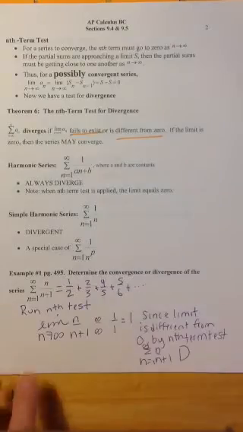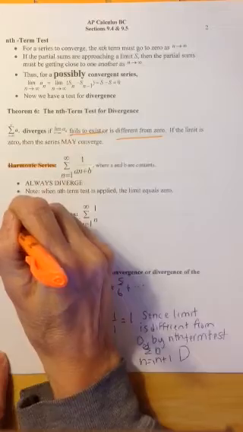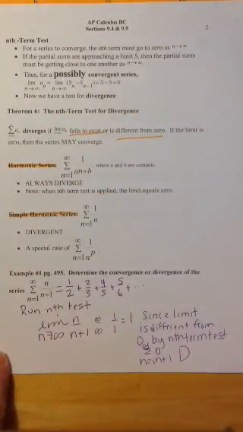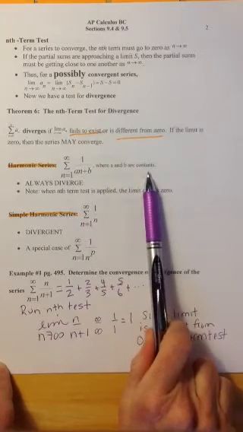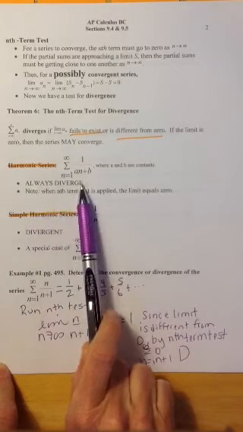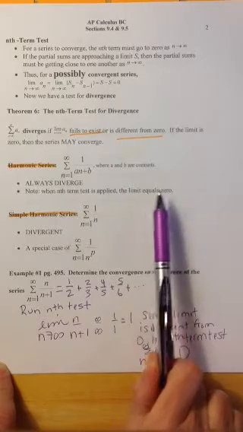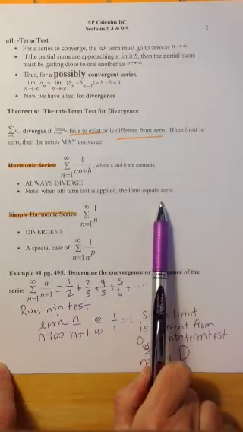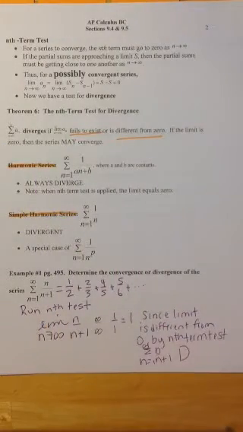Okay, a couple more things before we move on to the next page: the harmonic series and a simple harmonic series. A harmonic series is a series in the form 1 over an plus b, where a and b are constants, usually integers. A series in this form always diverges. When the nth term test is applied, the limit always equals 0. So from above, if the limit is 0, the series may converge. So basically you'd have to run a different test, other tests that we're going to learn here momentarily.